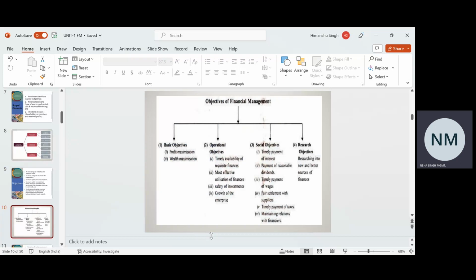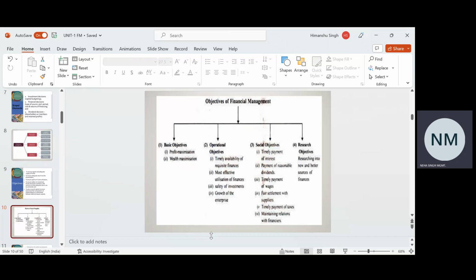Here you can see that there are four objectives of financial management. First is the basic objective, second is the operational objective, third is the social objective, and fourth is the research objective. In the basic objectives, we have two objectives. First is profit maximization and second is wealth maximization. If I talk about operational objectives, we have timely availability of requisite finances, most effective utilization of finances, safety of investment and growth of an enterprise, which is the ultimate aim of an organization.